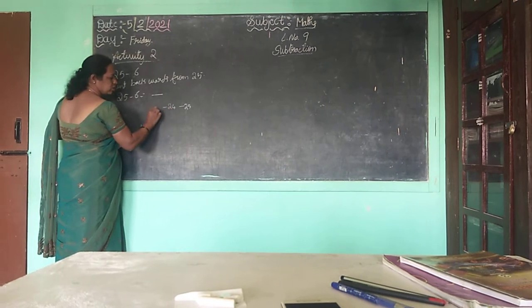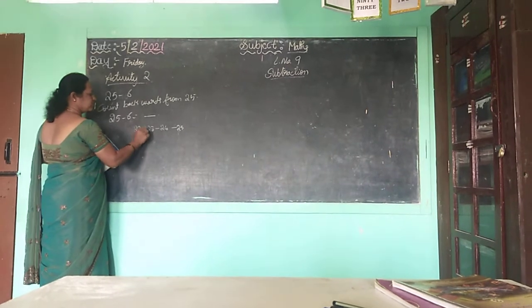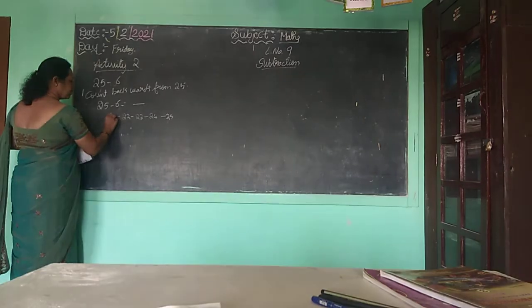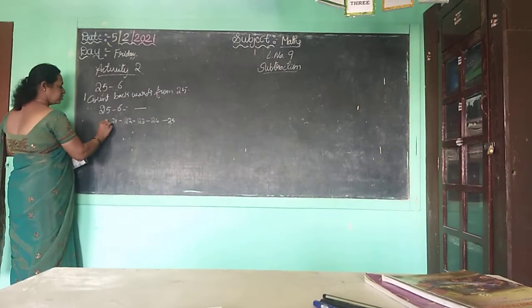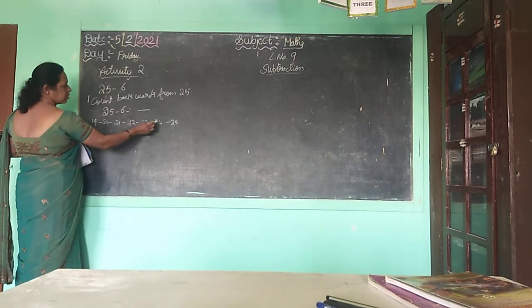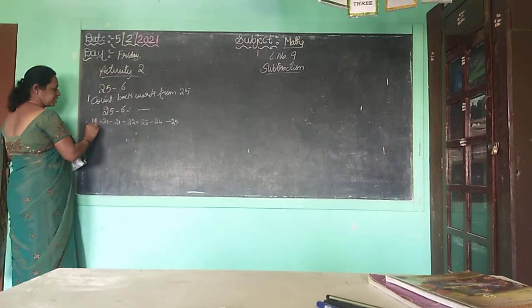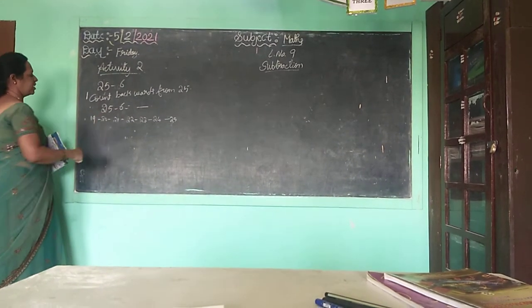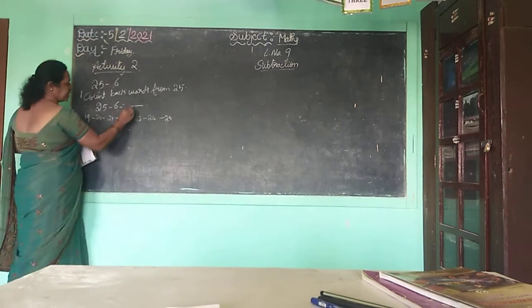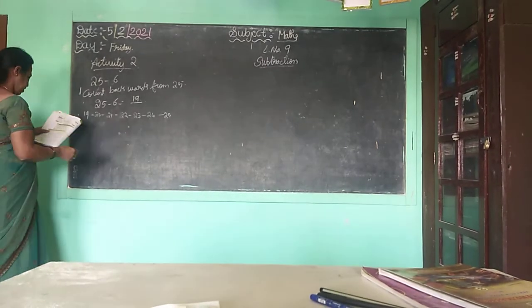24, 23, 22, 21, 20, 19. See how much? From 25 you have to minus how much? 6. 1, 2, 3, 4, 5, 6. How much, children? 25 minus 6 is how much? 19. Okay children? 19.